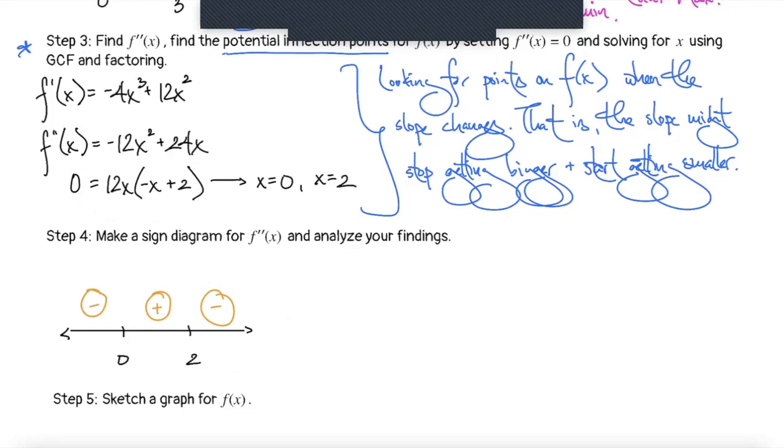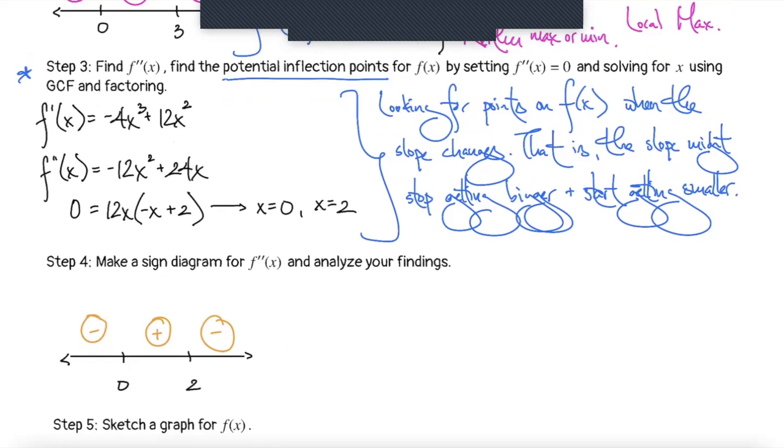Okay, so it would be important to maybe just double check that before you move on, because we're using this information to create a graph. And so if this information is incorrect, your graph is going to be incorrect. All right. So if we are just really careful, double checking our numbers, we should get negative, positive, negative. All right. So that is what we consider our sign diagram.